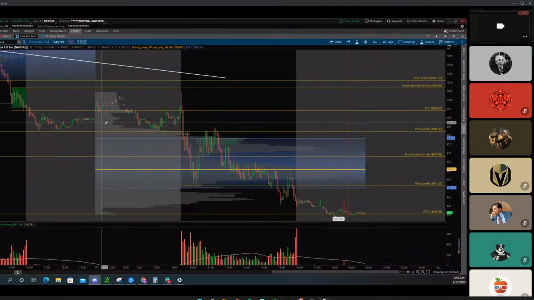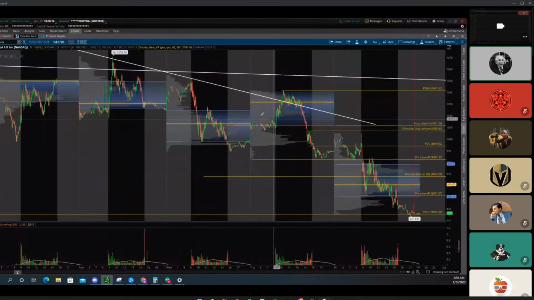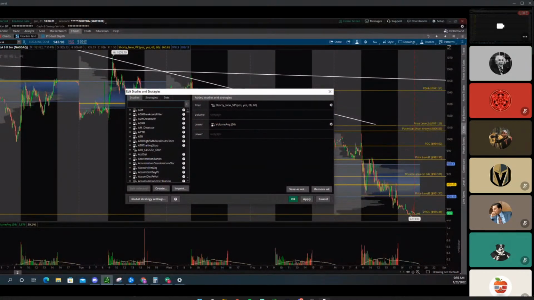Okay. So any questions so far on this? Is it helping you understand what these lines are? Okay, perfect. So now that we know how to draw the demand zones and supply zones and VPOCs and the purpose of them, I think the next step is that we add the orbs.